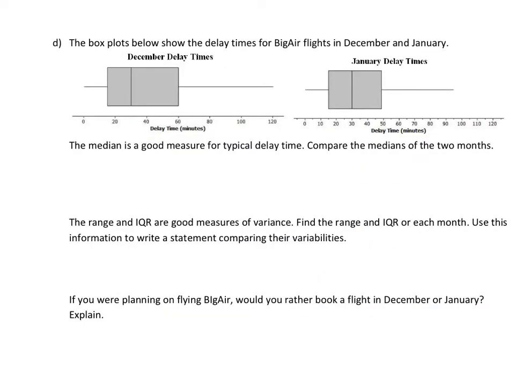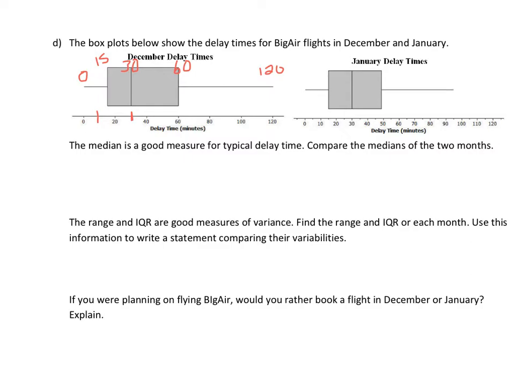Letter D. The box plots below show the delay times for big air flights in December and in January. What I like to do before I answer any questions is figure out where all my quartiles lie. If I look at the December delay times, we've got 0 as our minimum. It looks like we count by 20s on our number line, so that would be 10. I would guess that this is close to 15. Our median looks like it's right in between, so I would say that's 30. Our quartile 3 is definitely 60, and our maximum is 120.